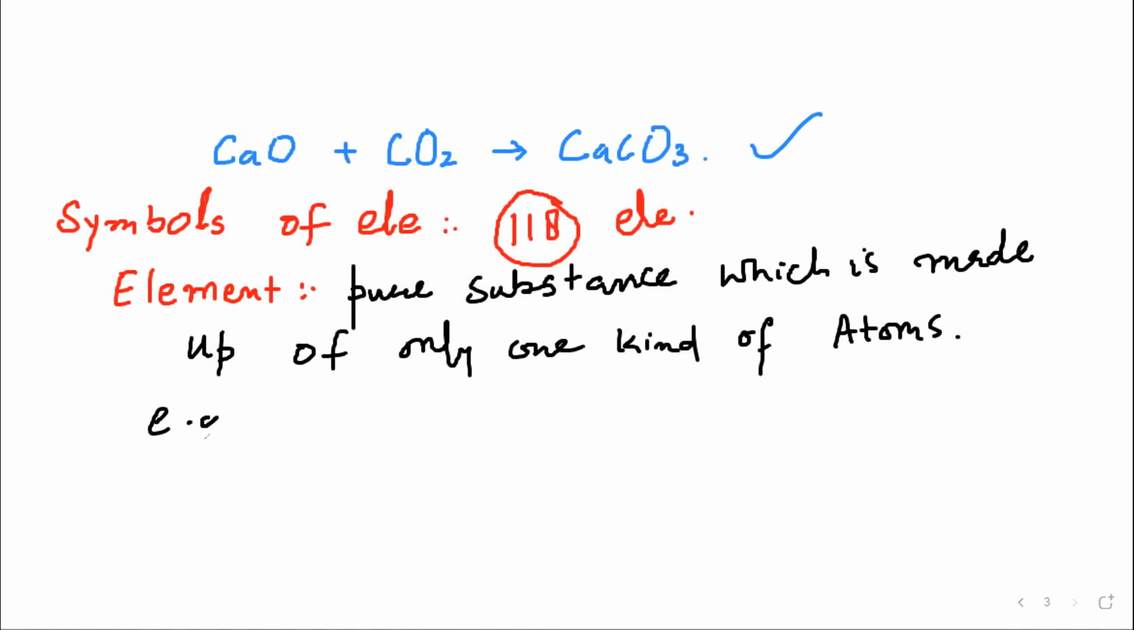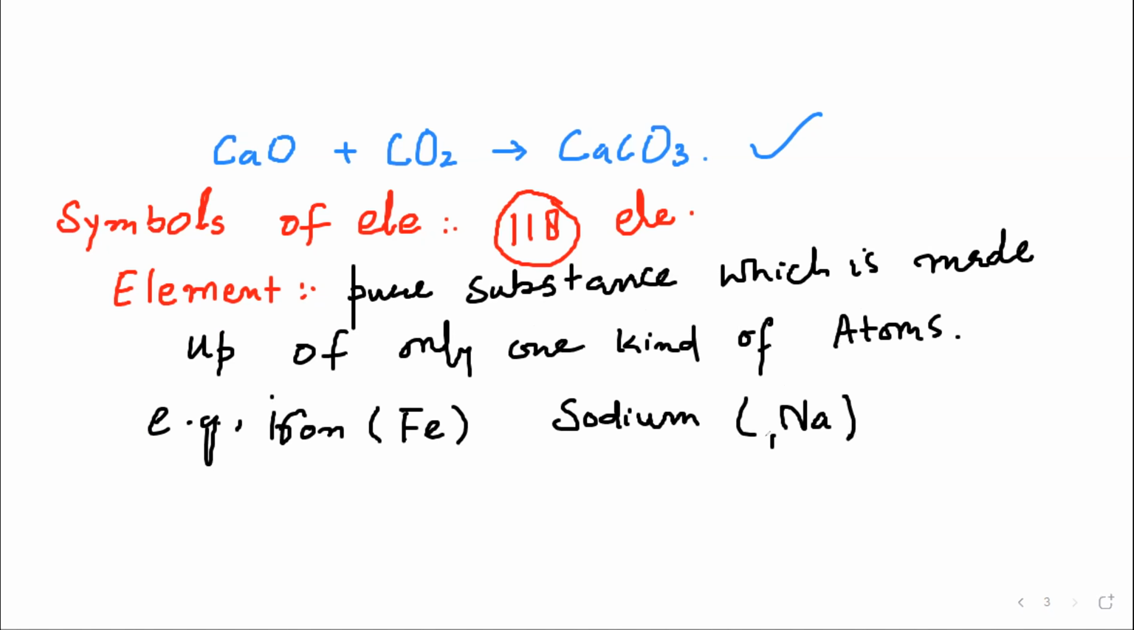So for example, iron is an element, isn't it? What is the symbol of iron? It is Fe. Exactly. Sodium is an element. It is Na, atomic number 11. Iron is having atomic number 26. So we are having 118 elements. So an element is any pure substance which is made up of only one kind of atoms, right?